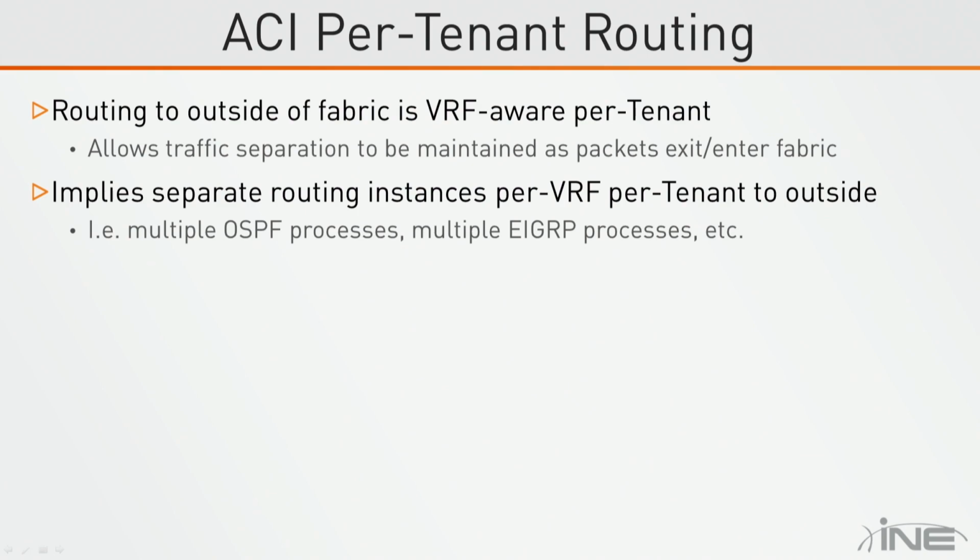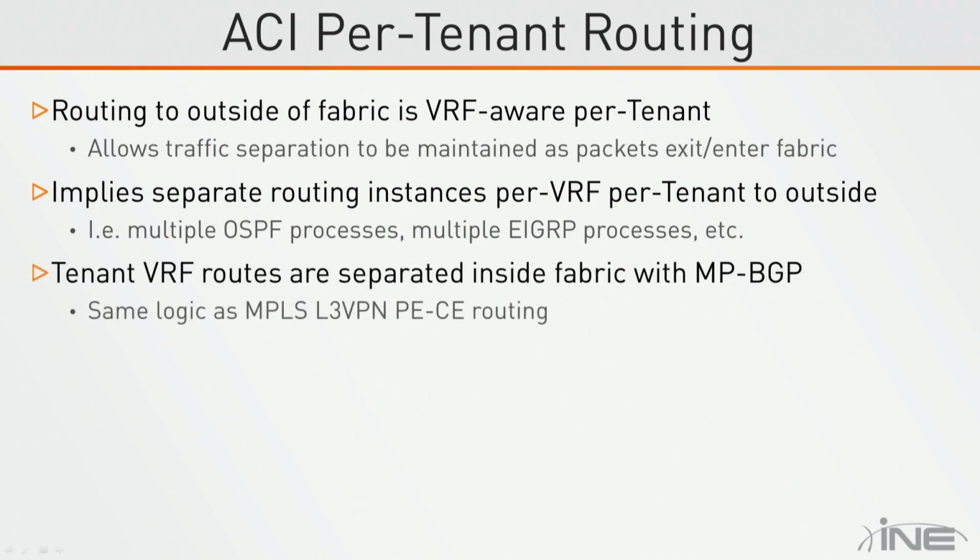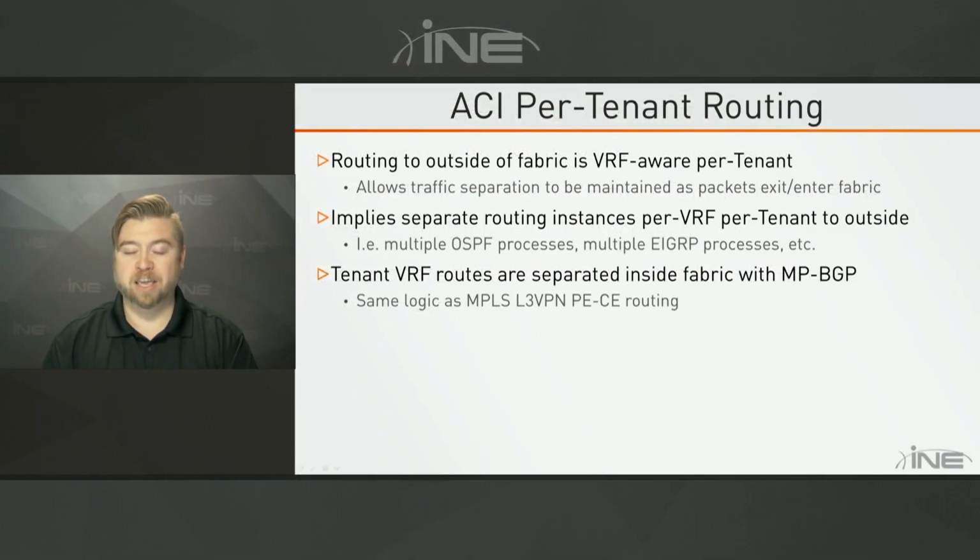Now, the way that it specifically does this behind the scenes is with multi-protocol BGP, or MP-BGP. And for those of you that are already familiar with how MPLS layer 3 VPNs work, it's basically going to be the exact same thing in the case of the ACI.